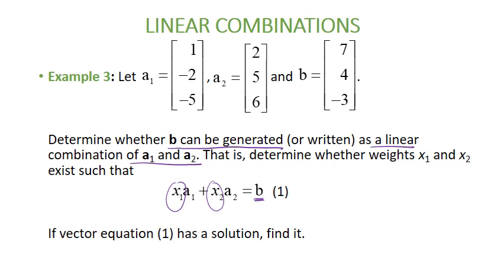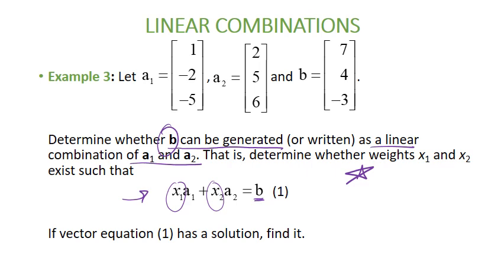Basically what we're going to do is set up a matrix and row reduce to solve. If we end up with a solution, then the answer to this question is yes, b can be written as a linear combination in this manner. On the next slide, I'm going to show you.